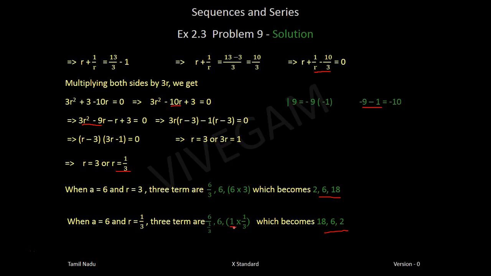Please correct when you're in your notebook that this is actually 6. It is a into r, right? So a is 6, so 6 into r is 1 by 3. It's not 1. Okay, so these are the two sets of those 3 terms which actually fulfill that condition.